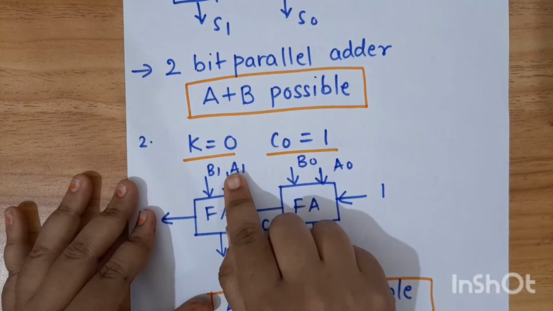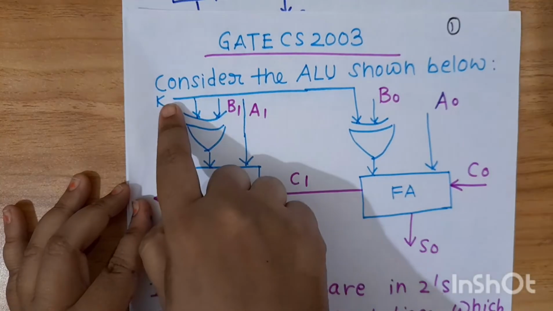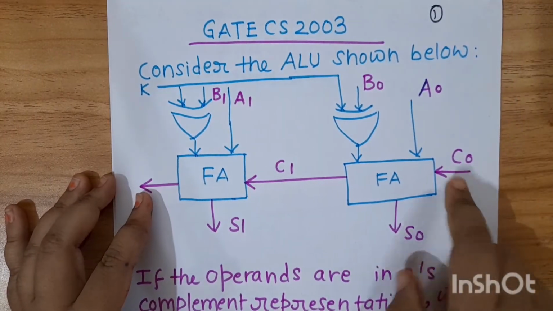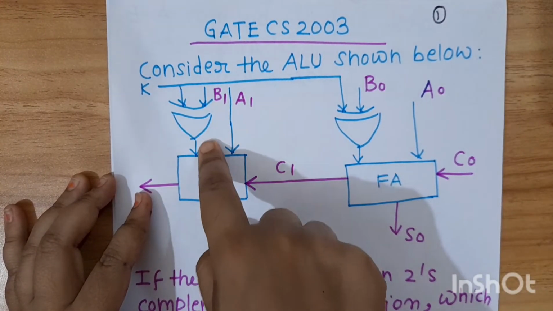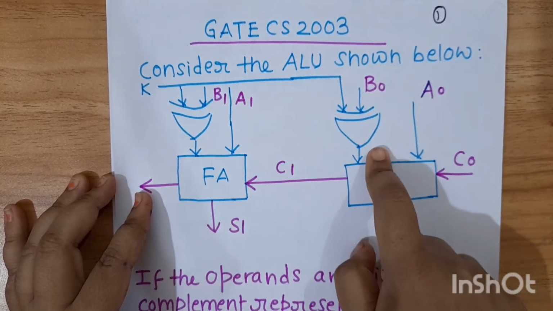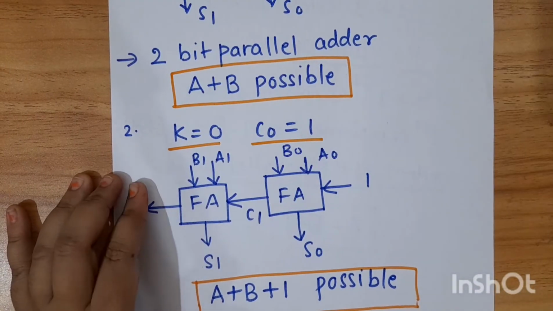Now for K equal to 0 and C0 equal to 1. K is equal to 0 again and C0 is equal to 1. The output of this XOR is B1, and the output of this XOR is B0. But C0 is now 1. The circuit would look like this.